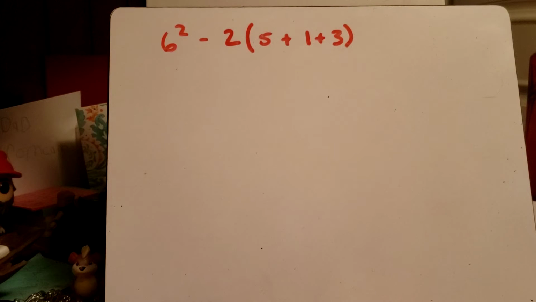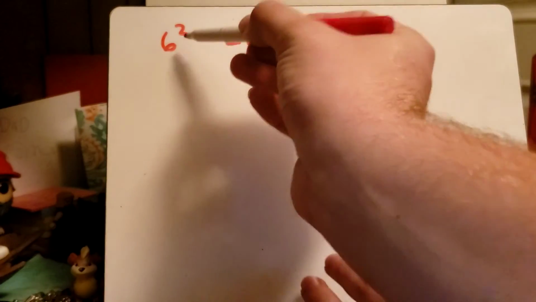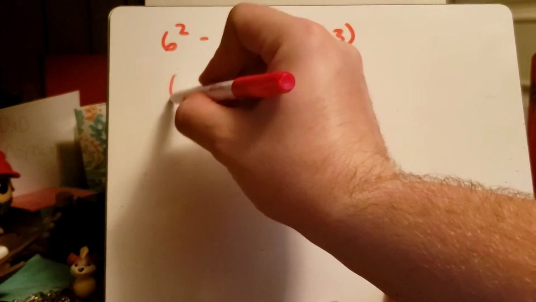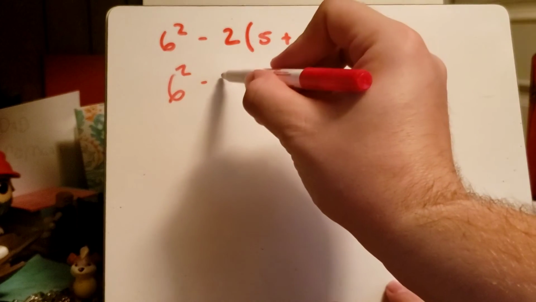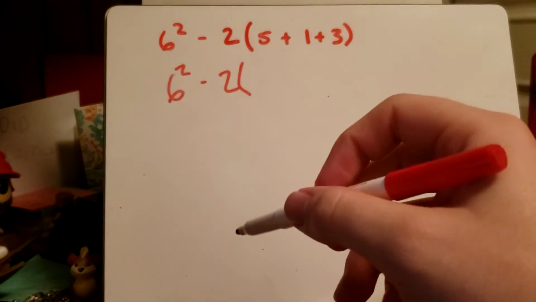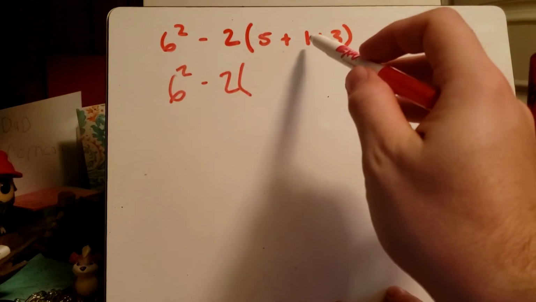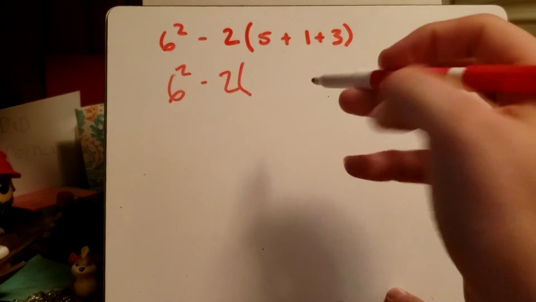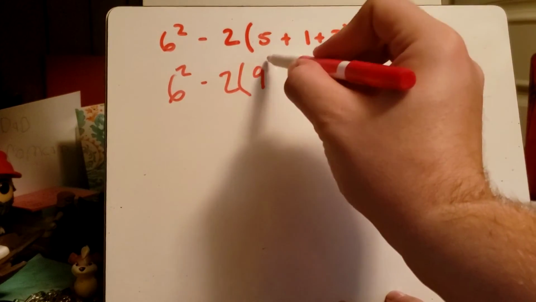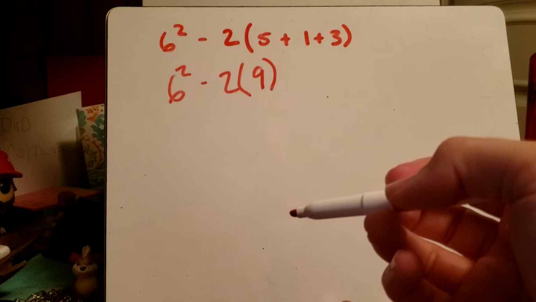So here we go. First things first, remember, is parentheses. So we're not going to worry about our exponent over here. We're going to leave it the way it is. And we're going to move on to the parentheses. We've got 5 plus 1, which is 6, plus 3, which is 9. All right, that's not so bad.